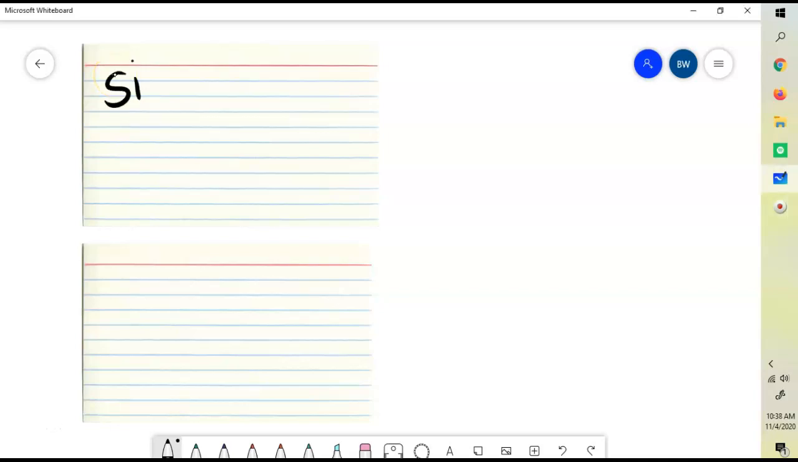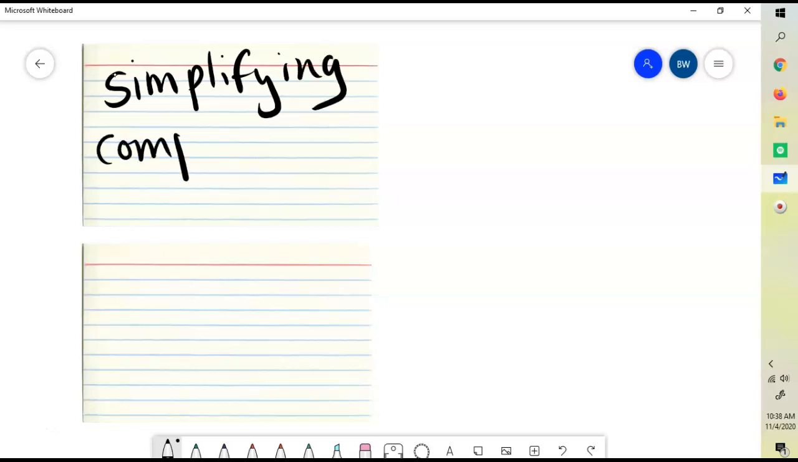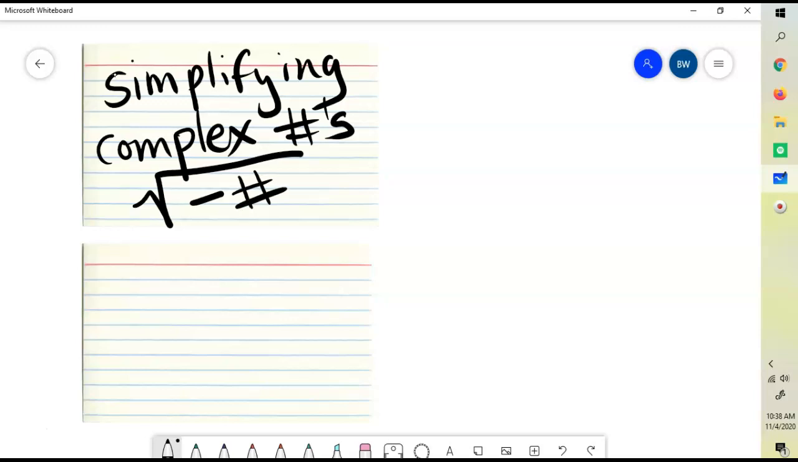This step card is about simplifying complex numbers, especially the ones we're going to talk about right now, which are negative numbers inside a radical. So go ahead and make a note for yourself about that in the front of this card, and let's start out with something that looks like a perfect square.